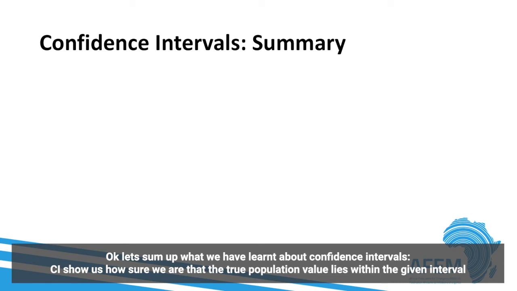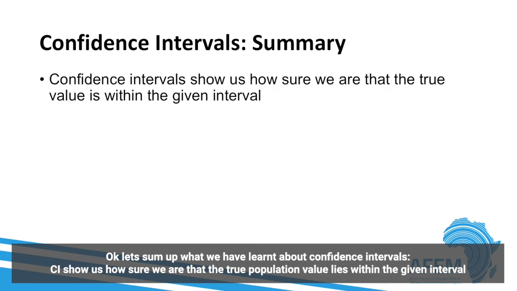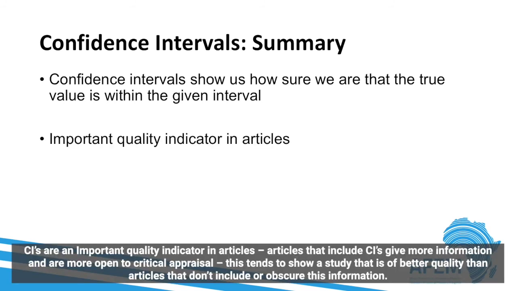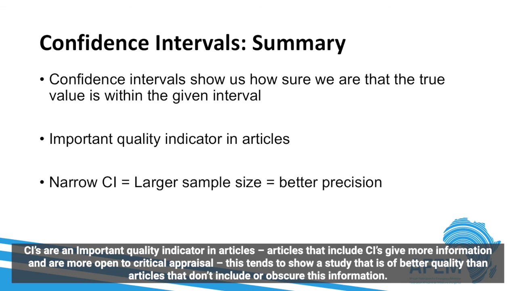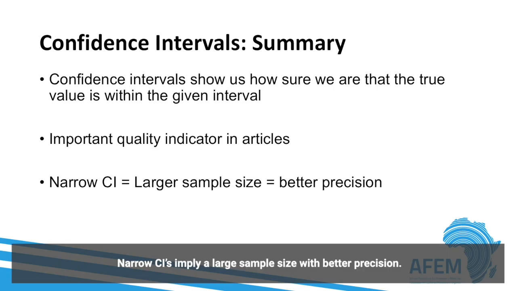Okay, let's sum up what we have learned about confidence intervals. Confidence intervals show us how sure we are that the true population value lies within the given interval. Confidence intervals are an important quality indicator in articles. Articles that include confidence intervals give more information and are more open to critical appraisal. This tends to show a study that is of better quality than articles that don't include or obscure this information. Narrow confidence intervals imply a large sample size with better precision.